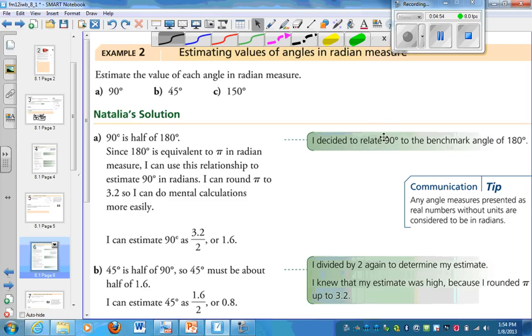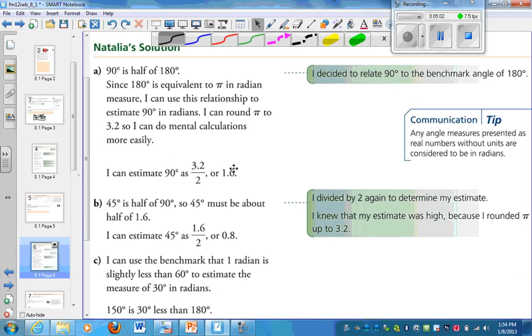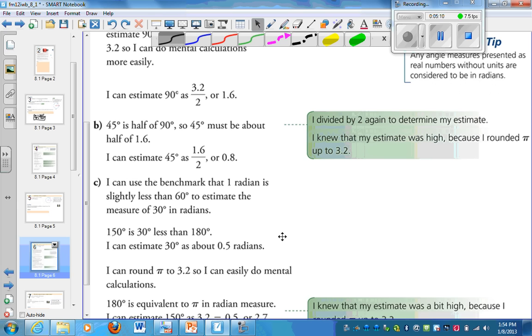So they decided to relate 90 to 180. So 45 is half of that. So if I took half of 1.6, it'd be 0.8. So it's about 0.8 radians. I can use benchmarks that 1 radian is slightly less, oh, what's C?